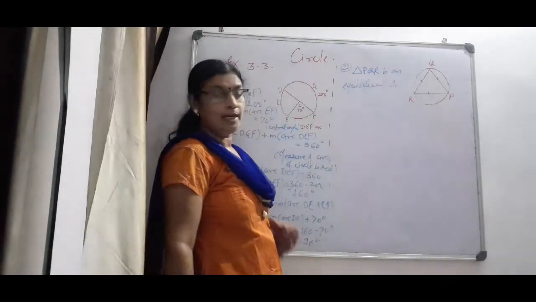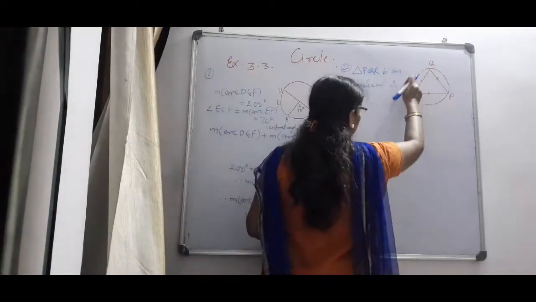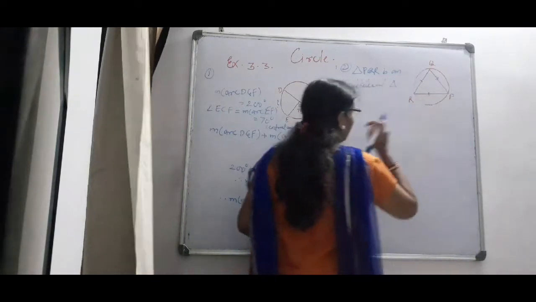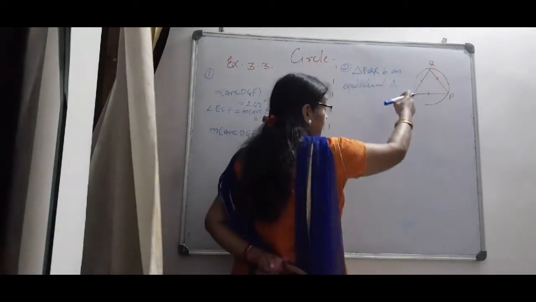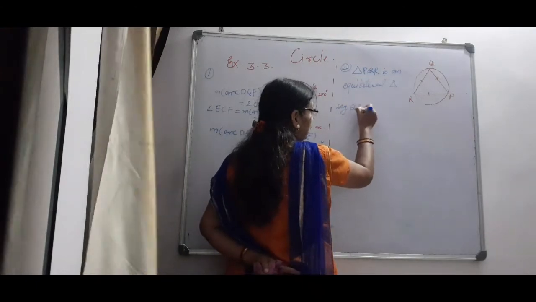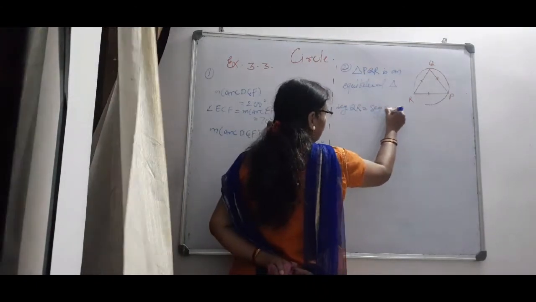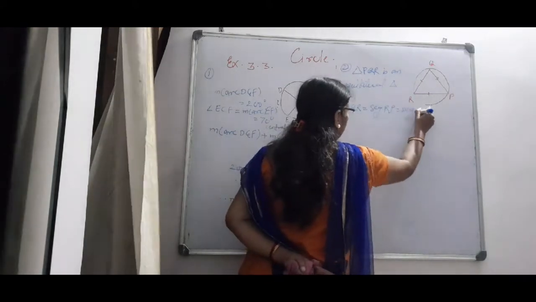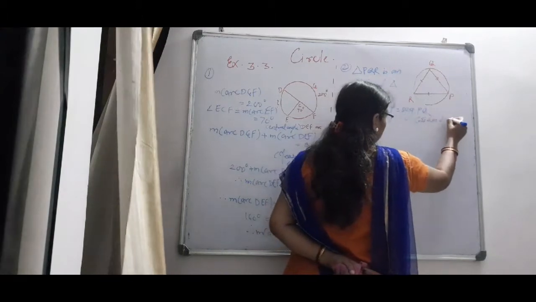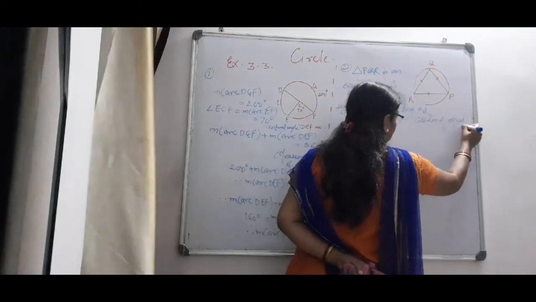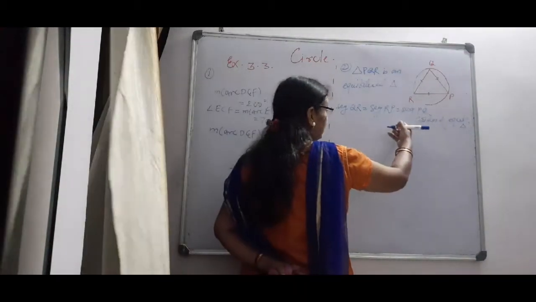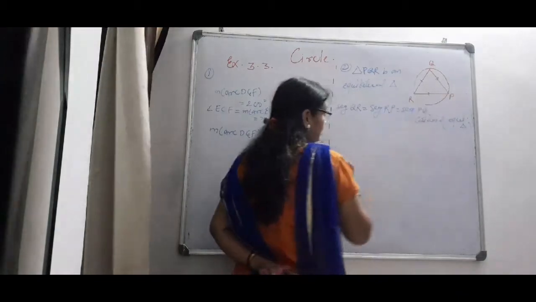Now see here equilateral triangle. You have to show that arc QR is equal to arc RP is equal to arc PQ. Now see here, if the triangle is equilateral, then segment QR is equal to segment RP is equal to segment PQ. Sides of equilateral triangle. Now see here, these sides are the chords of a circle.